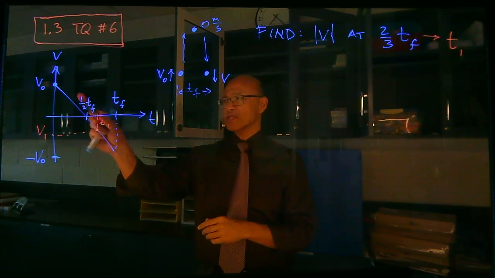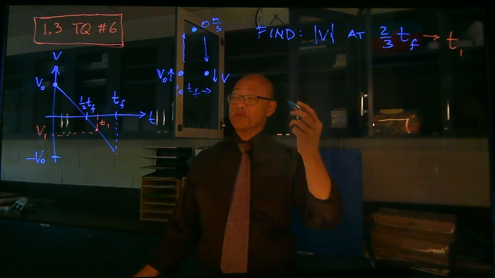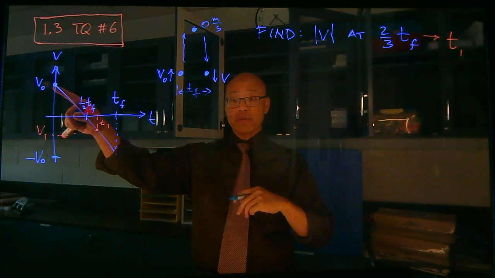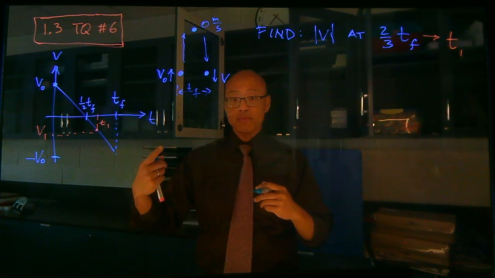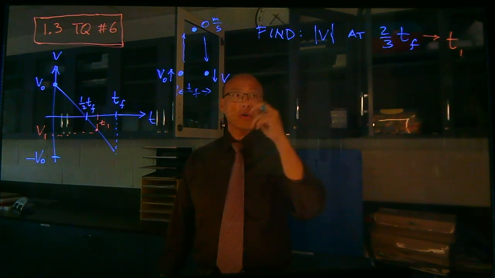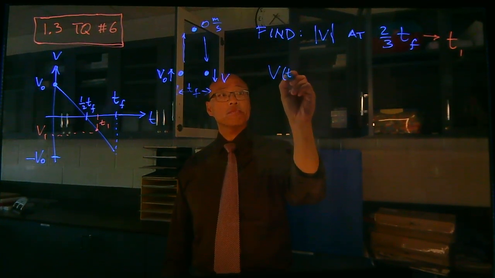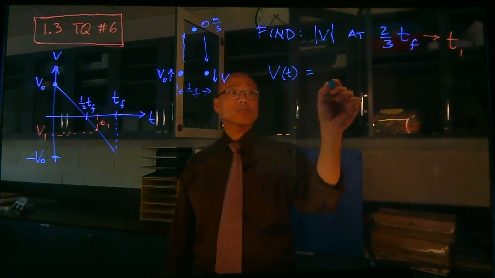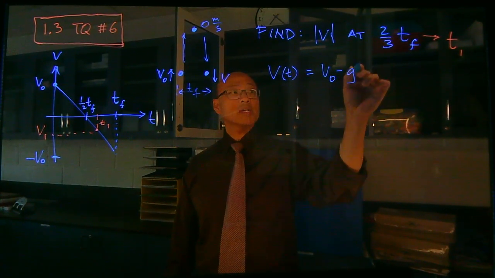I can tell you my velocity anywhere on that line. In fact, you could go y equals mx plus b if you want. I've got the b value there. I've got my slope, minus g, and it's just time. So I could say my velocity at any point in time is equal to my initial velocity minus gt.